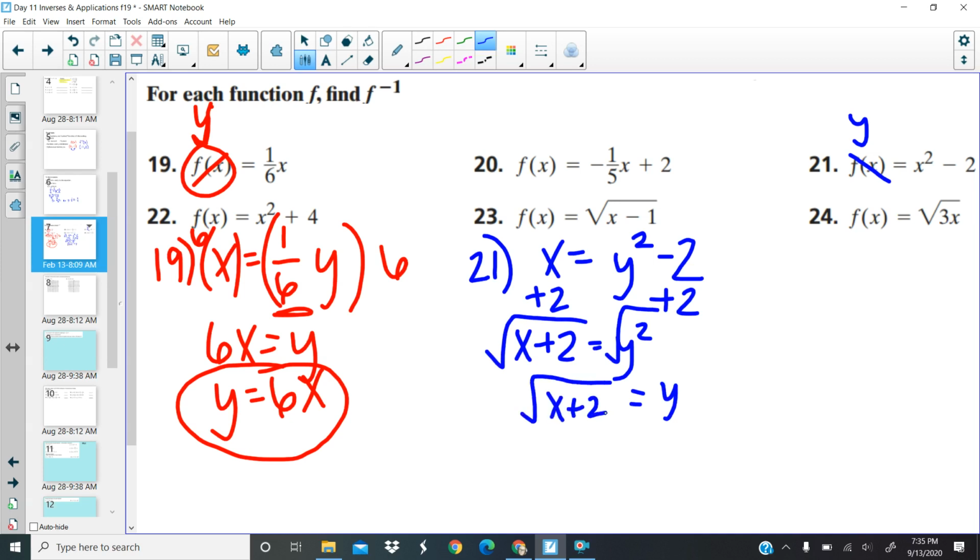And then anytime that you take an even root, like a square root, you need to put a plus and minus in front of the square root sign, because it could be a positive or a negative version of that. So you would just have y equals plus or minus the square root of x plus 2.